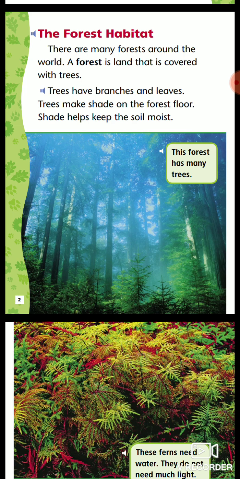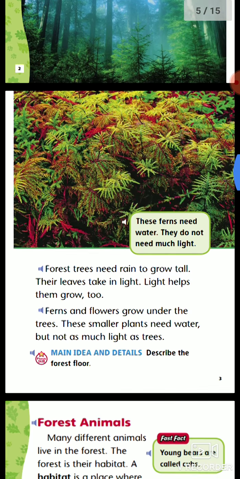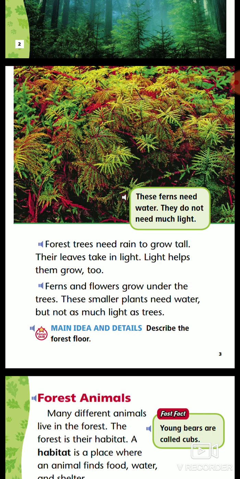This forest has many trees. These trees need water. They do not need much light. Forest trees need rain to grow tall. Their leaves take in light. Light helps them grow too. Ferns and flowers grow under the trees. These smaller plants need water but not as much light as trees.